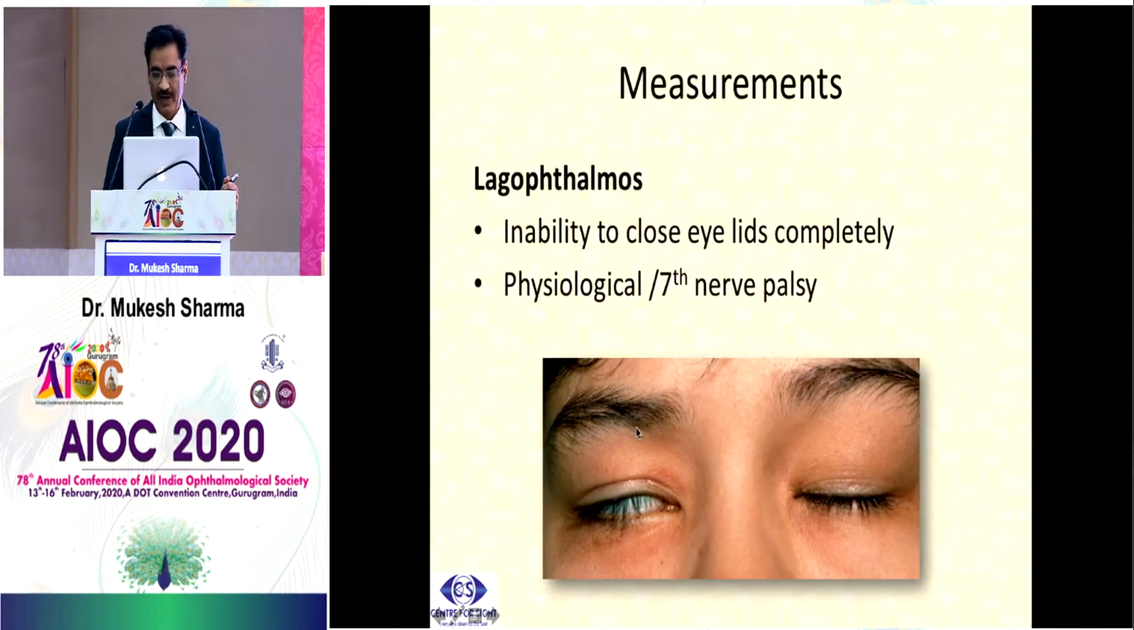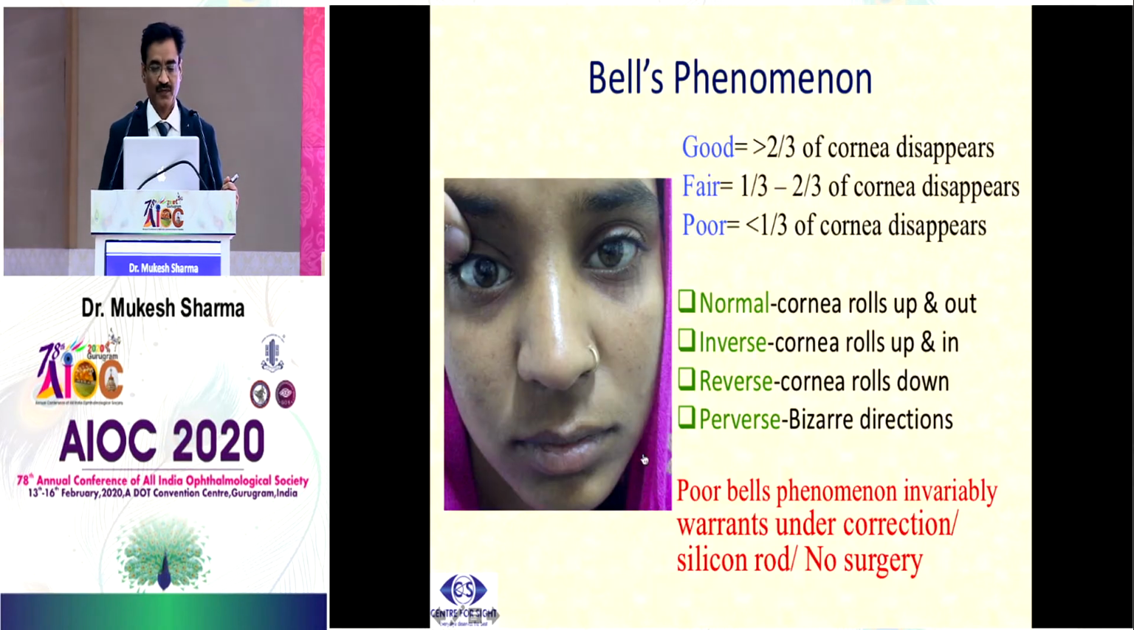Lagophthalmos, we all know, inability to close eyelid completely. If there is preoperative lagophthalmos, you must explain it to patient, because after surgery this will increase. Now Bell's phenomenon. Normal Bell's is when cornea rolls up and out on attempted lid closure. Then there is an entity known as inverse Bell's. What is it? Here cornea rolls up and in. Then there is another entity known as reverse Bell's, where cornea rolls down on attempted lid closure.